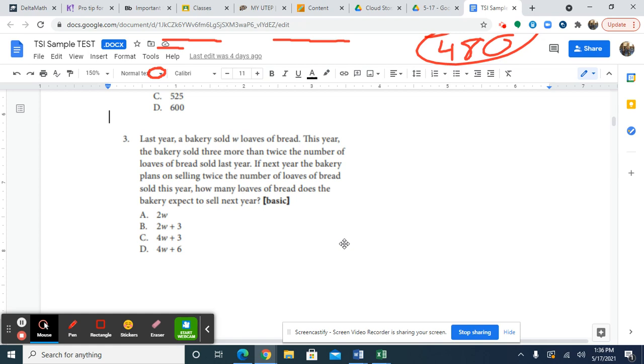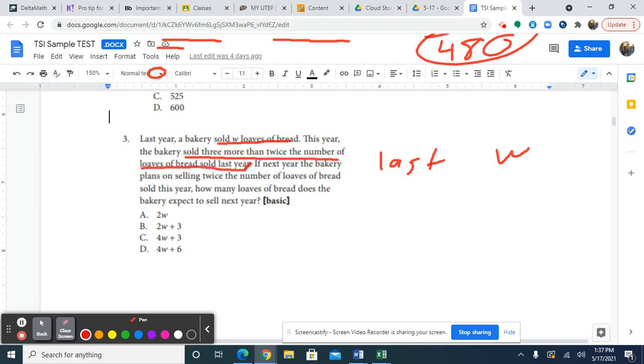Let's go next to where it says, last year a bakery sold w loaves of bread. So we're saying last year we sold w amount of bread. This year the bakery sold 3 more than twice the number last year. So we're talking about now this year we sold 3 more than twice the number. So we're going to double the amount that we sold last year plus 3.